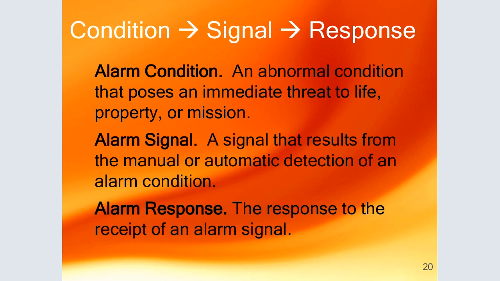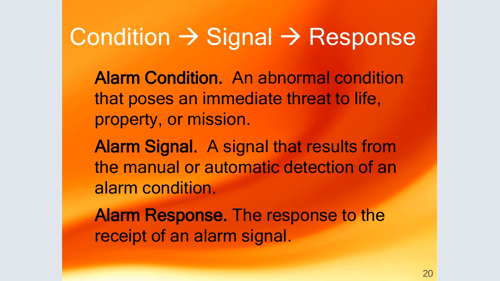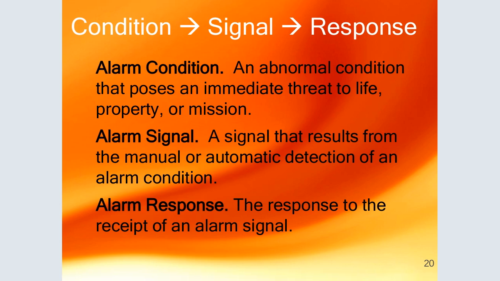An alarm signal. So a signal that results from the manual or automatic detection of an alarm condition. That is called the alarm signal. And we have the alarm response. Now it is the response to the recipient of the alarm signal. When the signal has been taken, and most of the time it is made in a way that it sounds to the environment. It sounds to the environment to alert people, and at the same time, it sends a communication directly.